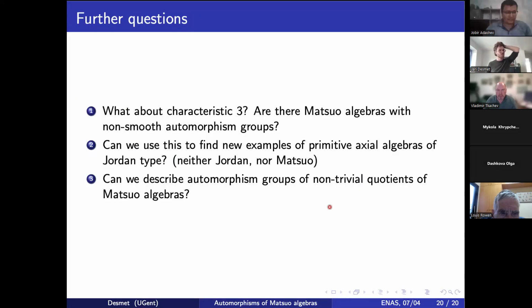And then we've described automorphism groups of Matsuo algebras, but is there some way of extending this description to non-trivial quotients of Matsuo algebras? Because these exist and I don't have a good grasp of what they look like yet. But to further explore this theory of axial algebras of Jordan type, it would be very beneficial. And it kind of looks like any primitive axial algebra of Jordan type has to be some sort of mixture of Jordan algebras and Matsuo algebras, but we're not entirely sure how and why. But the fact that this is not too wild a class shows that it's still a powerful axiomatics, this idempotent structure. And that's kind of all I wanted to say.